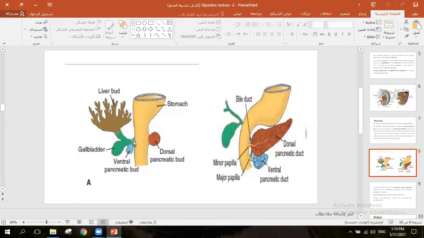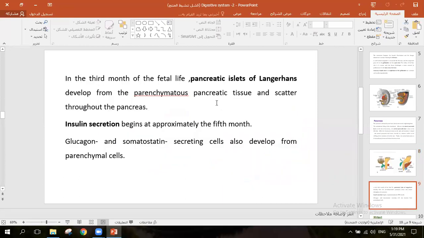إذا البنكرياس formed from two buds, dorsal and ventral. At the beginning, dorsal راح تكون بالdorsal mesentery. الventral راح يكون هنا below the bile duct. With rotation of the stomach، شوف هاي بدأ rotation للstomach، بدأ rotation للduodenum. The pancreatic ventral will become below the dorsal pancreatic bud.